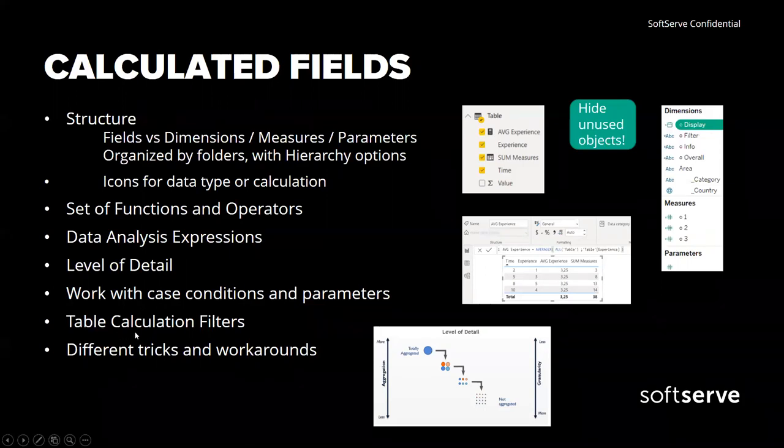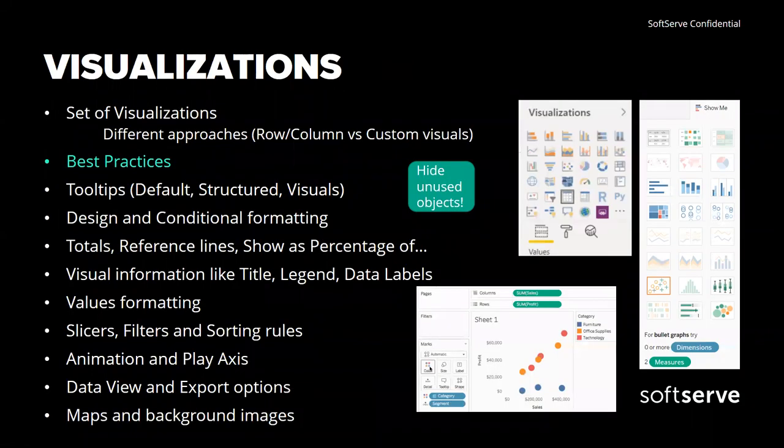Then table calculation filter is also about filtering by calculations. And in calculated fields, we implement different tricks and workarounds when it's not easy to do in just the right order. And when I just started my work with Tableau, I felt that everything is built on these workarounds and without a direct way. Okay, the next field is calculations.